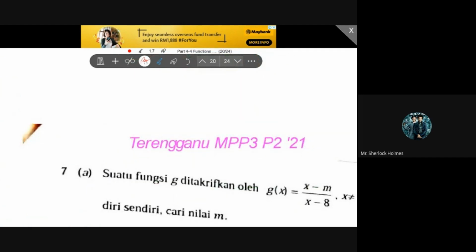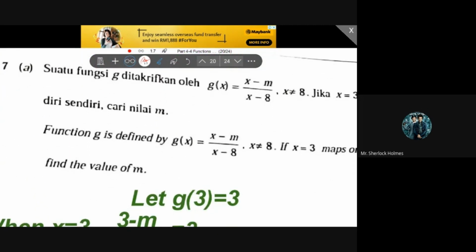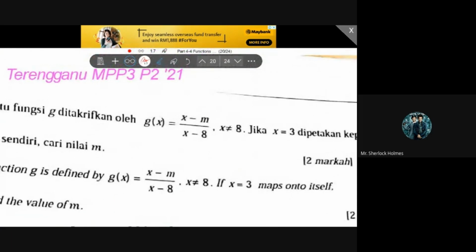So semua okay? Last paper already, everyone. Wake up, wake up. Last paper. Last question for semua. Terengganu. Lepas ni kita dah complete untuk function. Semua trials. So, first question for you all.